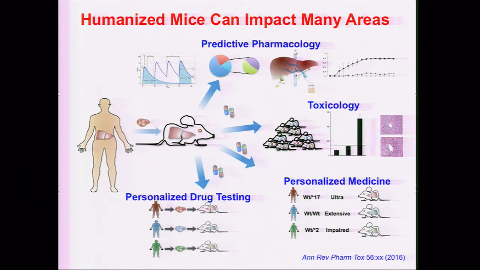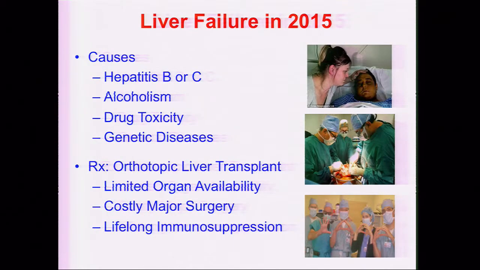So I hope I've shown you that mice can impact a number of areas: predictive pharmacology, the toxicology. I do think the personalized medicine and drug testing was exemplified by doing the iPS cells, and I think not too distant future, some personalized mice may be coming to a lab near you in which you can test therapies and pharmacogenetics and so on. But maybe just to finish off, I just want to show you how we're getting it back towards the clinic, which is a new way to treat liver failure.